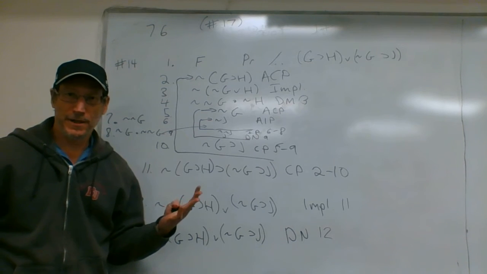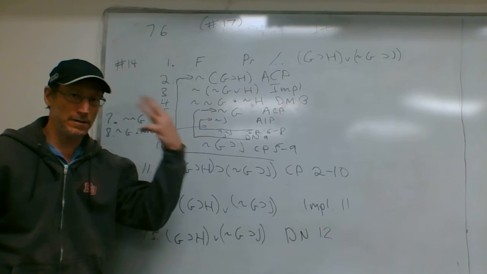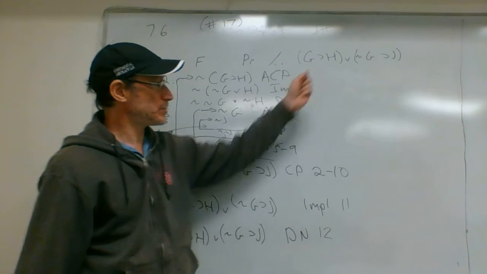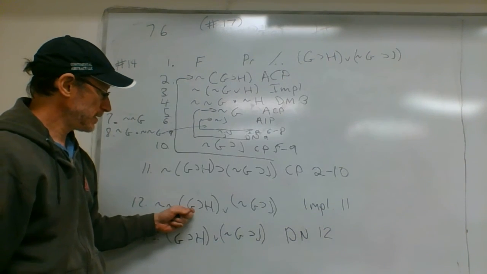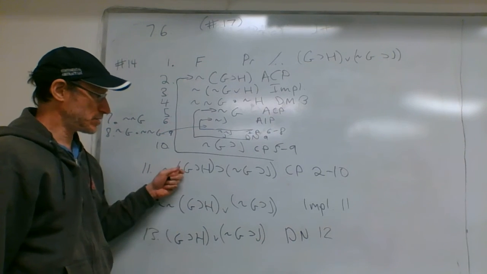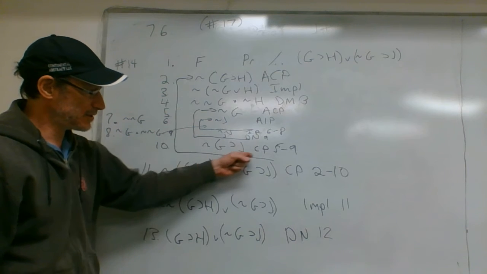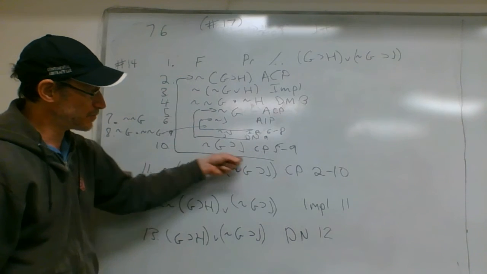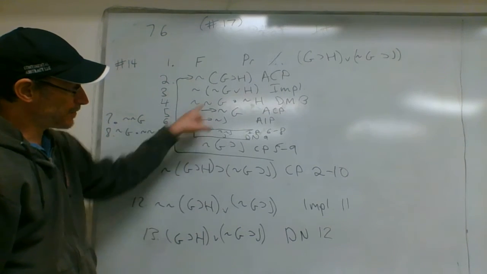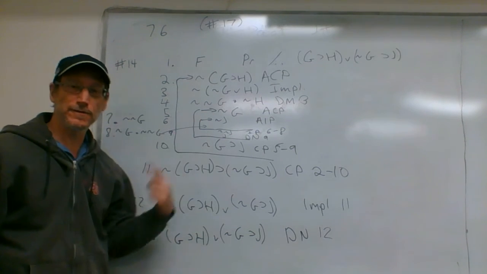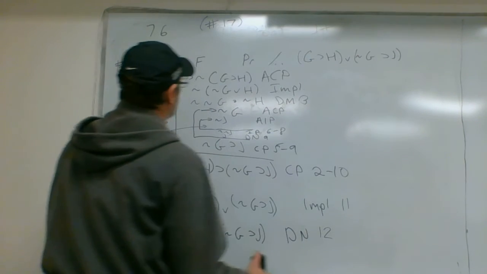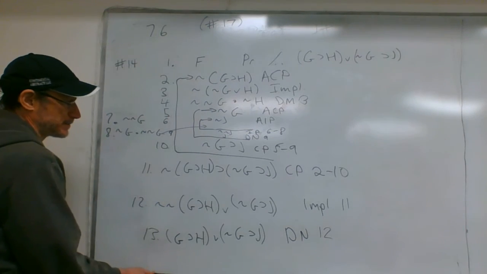Now, there might have been a simpler way of doing this, but this is somehow the way it came to me to do it. We changed this to a horseshoe, and then we had to double negate the left-hand side first in order to change it to a horseshoe, and then we could do a conditional proof. Inside this conditional proof, we ended up having to do another conditional proof and another indirect proof inside that conditional proof. Okay, a little complicated. Let's try number 17.